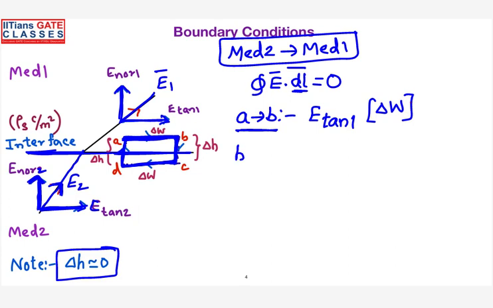So what will happen when you move from B to C? When you are moving from B to C, half of the distance you are in the first medium and the other half you are in the second medium. But it doesn't matter about the magnitude of electric field. What is the distance you covered from B to C? That is nothing but your delta H. Since delta H tends to 0, the line integral from B to C can be neglected.